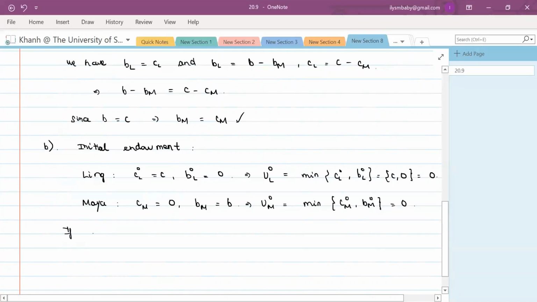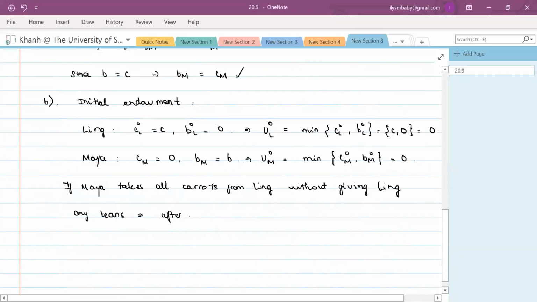Okay, let's say Maya takes all the carrots from Ling without giving Ling any beans in return. Then after the trade, or after the exchange, Ling has CL1 equal to 0. Now she doesn't have any more carrots. However, she got no beans either. So therefore her utility, U1, is again just going to be equal to 0, which is the minimum between these two.